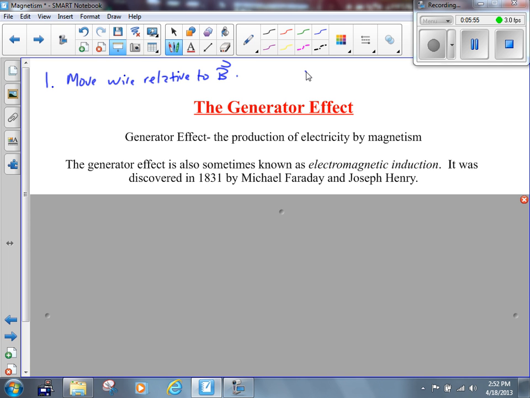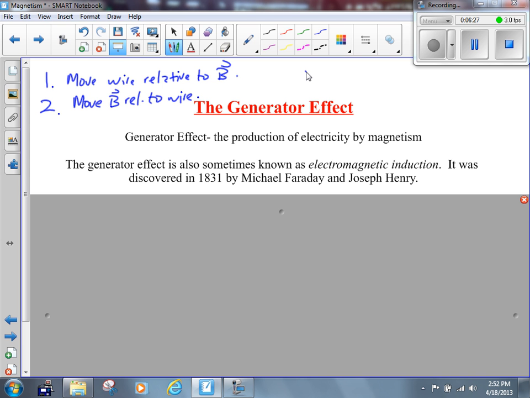The second condition is exactly the opposite. You've got a wire and you've got a magnetic field. Let's this time move the magnetic field. Move the magnets relative to the wire. Somebody in the last class asked me, it was a good question. He said, well, what if you move both? Well, if you move them both at the same speed in the same direction, what do you think is going to happen? Nothing. You're not going to get a current induced because there's no relative motion.